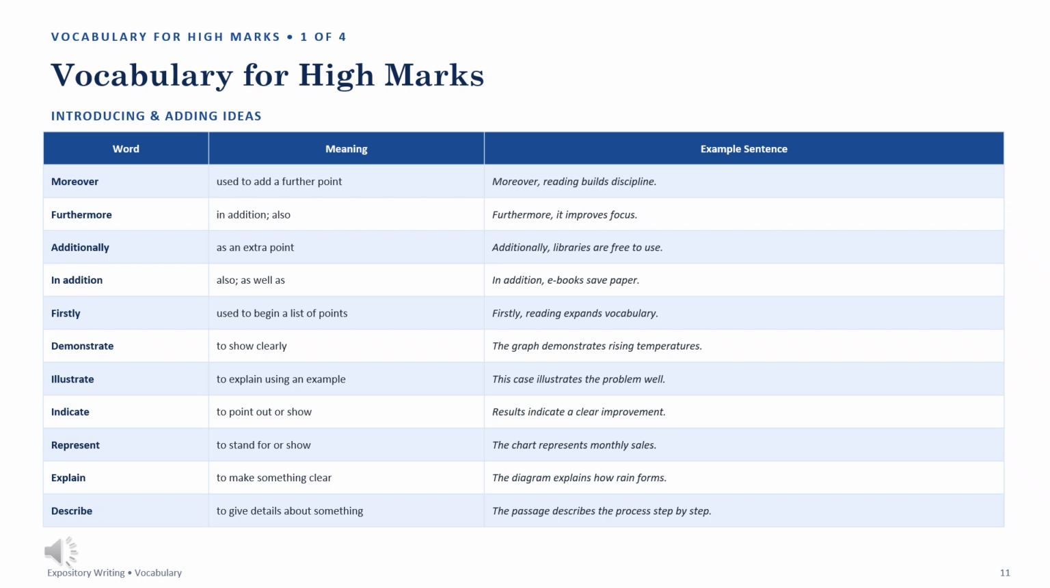And when explaining concepts, instead of just saying shows, use powerful verbs like demonstrate, illustrate, indicate, represent, explain, or describe. For example, instead of the graph shows, write, the graph demonstrates rising temperatures. This sounds much more academic.